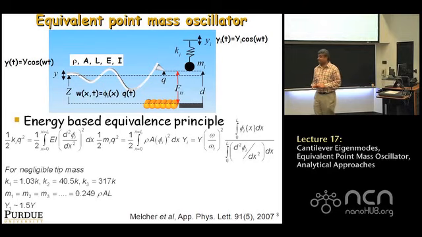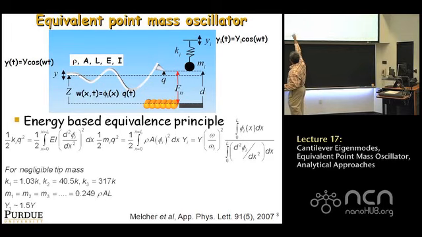That's it. You take that shape, evaluate this integral, and simply ask the question, what should this number k_i be in order for the energies to be the same? If the strain energies in the point mass model and the continuous beam model are identical, then you have identified the correct k.